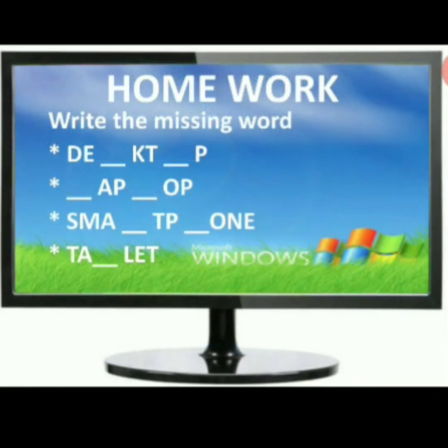Now your work is to write the missing word. Here I have given some words. In these words some letters are missing. You have to write that missing letter and complete the word.